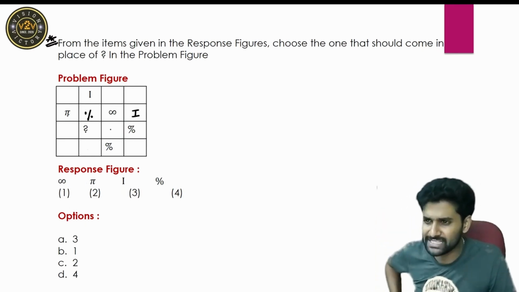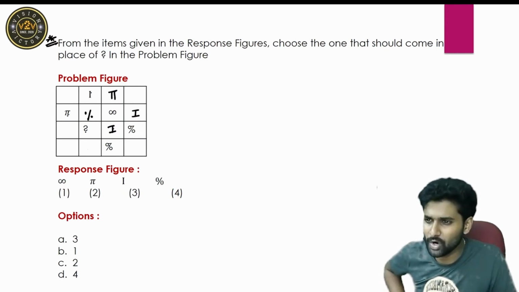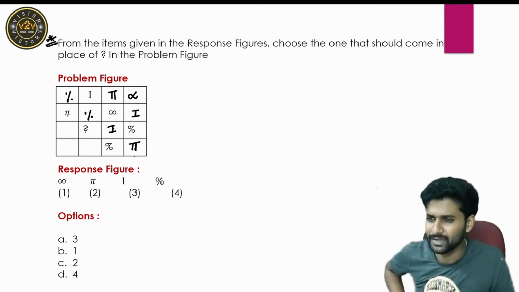So according to the next one, you cannot place I. So definitely you can place I. So percentage, I, infinity. So definitely this must be pi. Again, you already are done with I. You can't place percentage. Definitely this is percentage. Definitely it becomes infinity. If it is infinity, again this value should be pi. Again it is a pi.